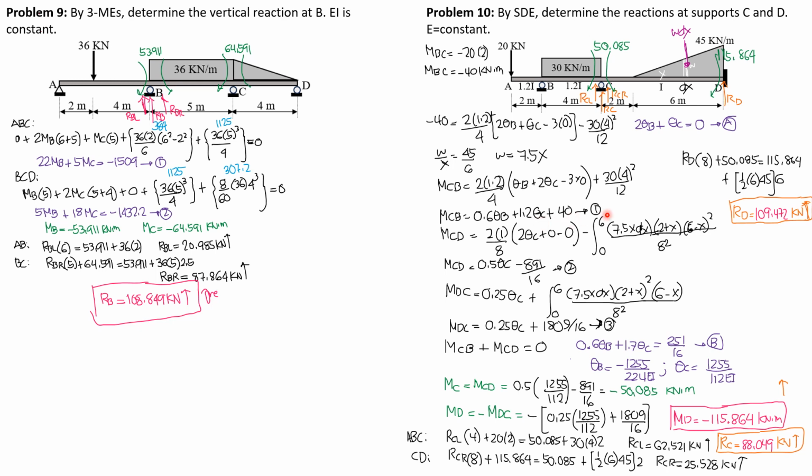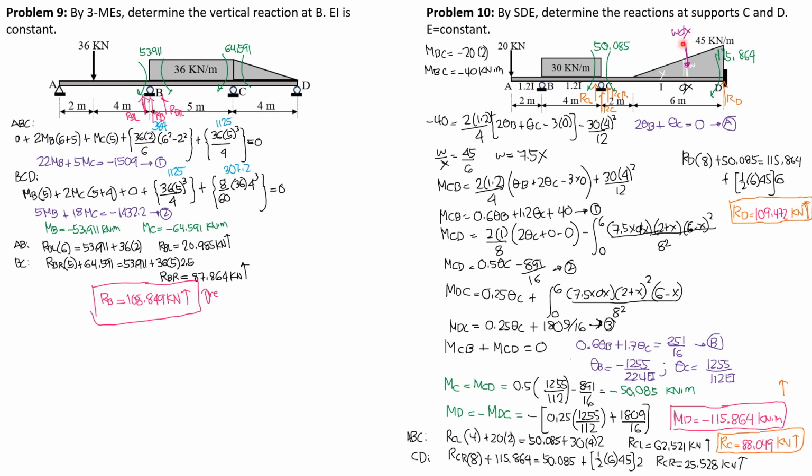Simplifying, MCB is 0.6 of theta B plus 1.2 of theta C plus 40. Call that equation 1. Then MCD, 2EI, 2 times 1, I is 1 here, over 8, the span is 8. Quantity 2 theta C plus theta D, because D is fixed, no rotation, so it is 0. Then minus 3 times delta over L, 0 also, there's no settlement.